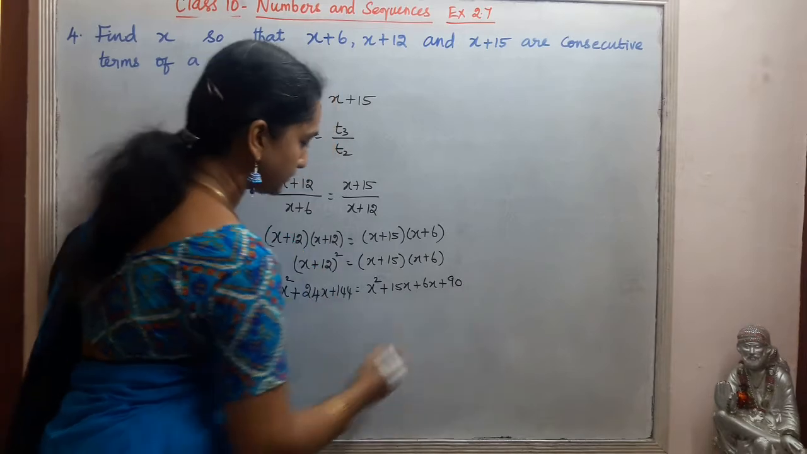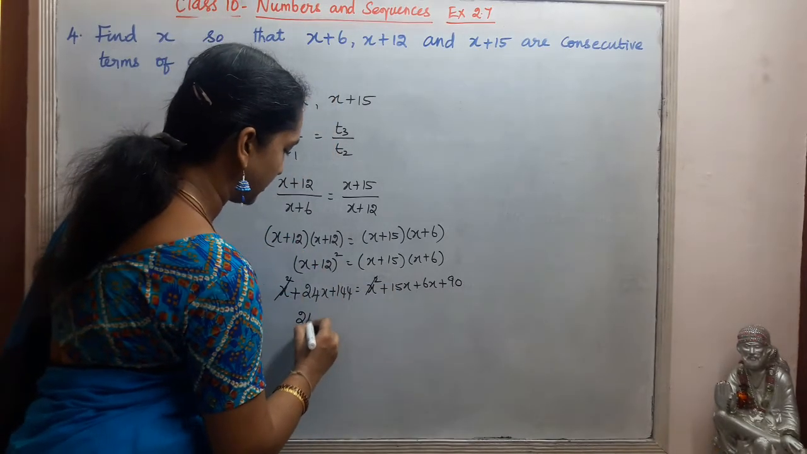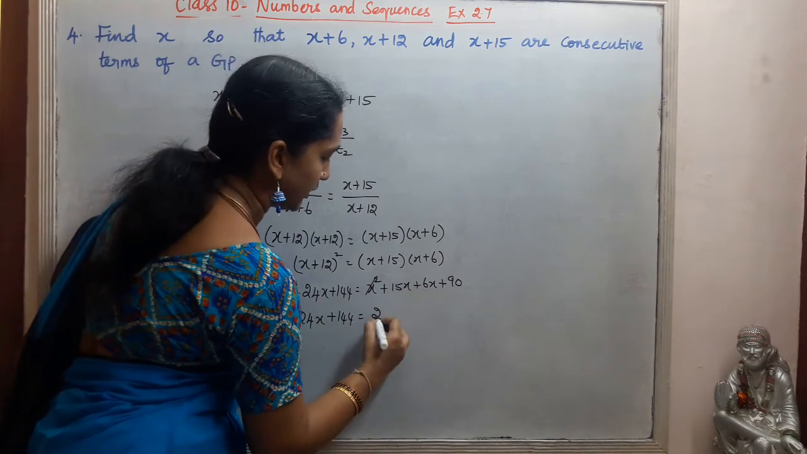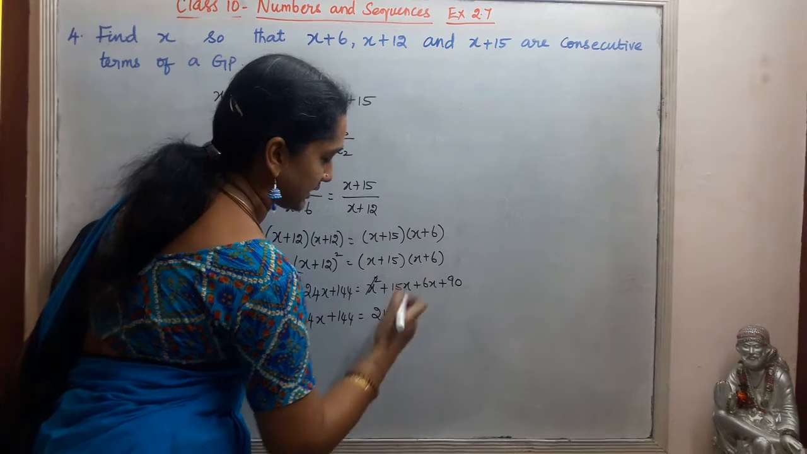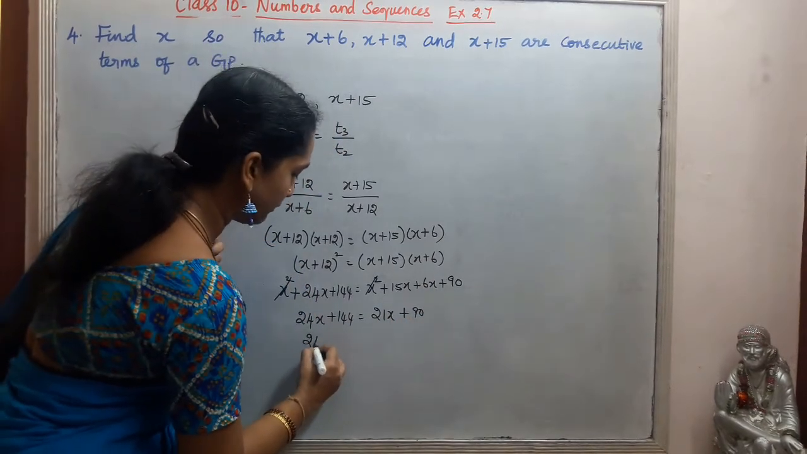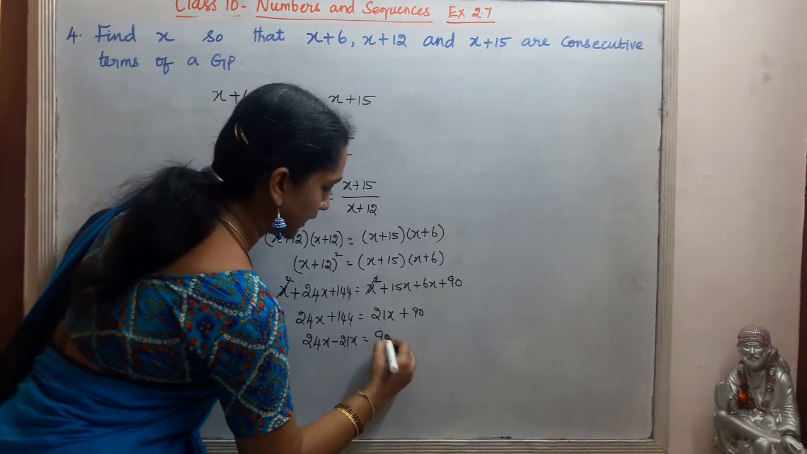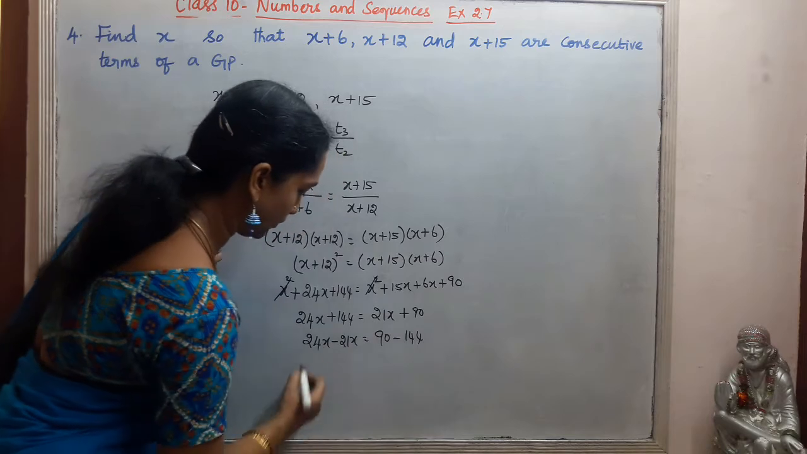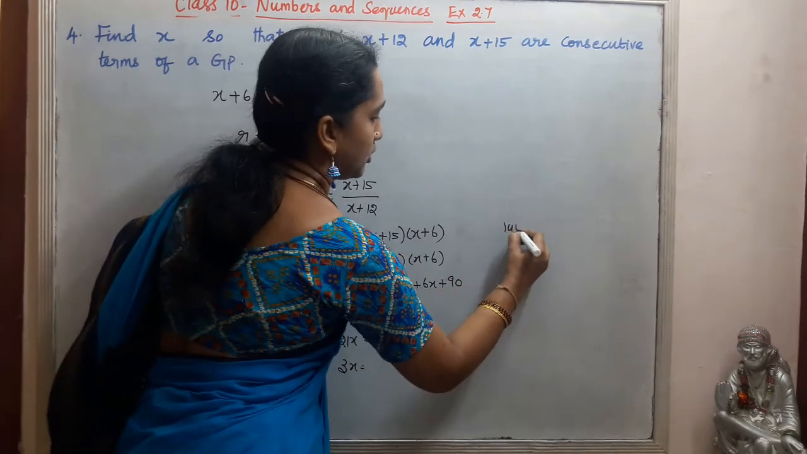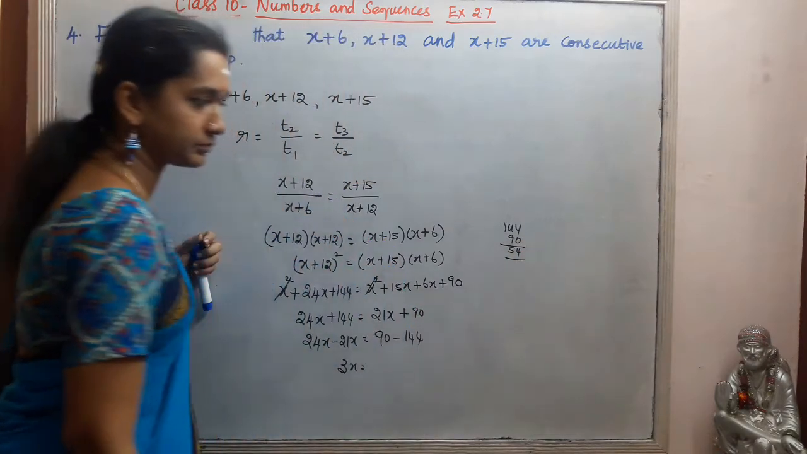Okay, so here X square and X square will get cancelled. Here we have 24X plus 144. This side we are having 21X, 15X plus 6X is 21X plus 90. So 24X minus 21X is equal to 90 minus 144. So 24 minus 21 is 3X is equal to 144 minus 90 is 54.